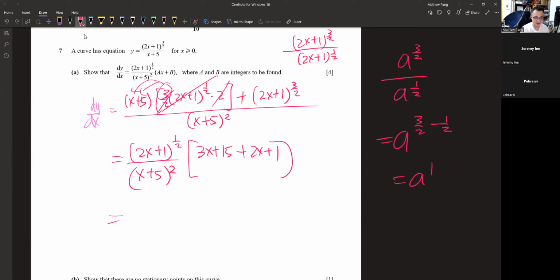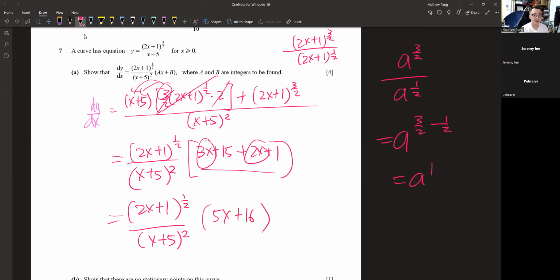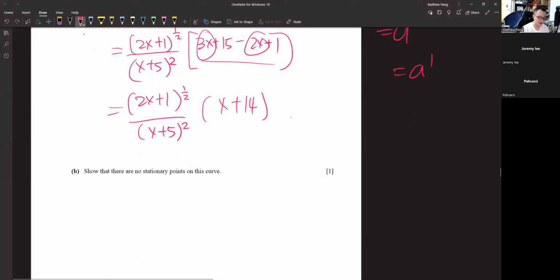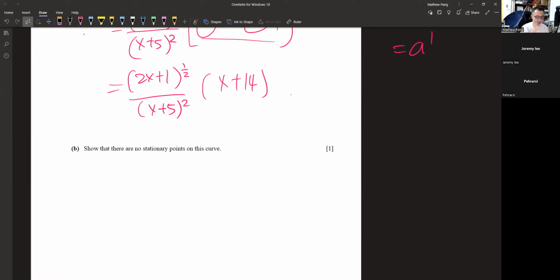So therefore, I just need to simplify whatever inside here. This one I just copy. So I should have 5x plus 16. And is it minus? Thanks, Jeremy. It's minus. Yes, the formula is minus. So you should have x plus 14. Okay, because the quotient rule is minus.